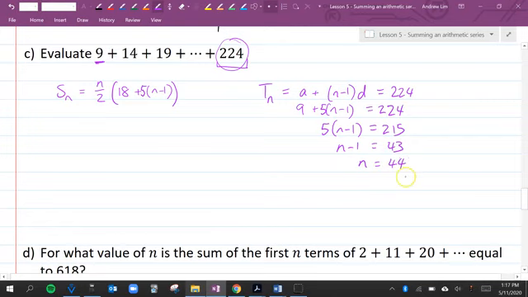What that means is there are 44 terms between 9 and 224 that goes up by 5. Okay, so from 9 to 224, there are 44 terms, or you can think about it as 224 is the 44th term in this sequence. So the sum of the first 44 terms will be 44 over 2 times 18 plus 5 times 44 minus 1, which is 43. And when we put that in our calculator, we get 5,126.